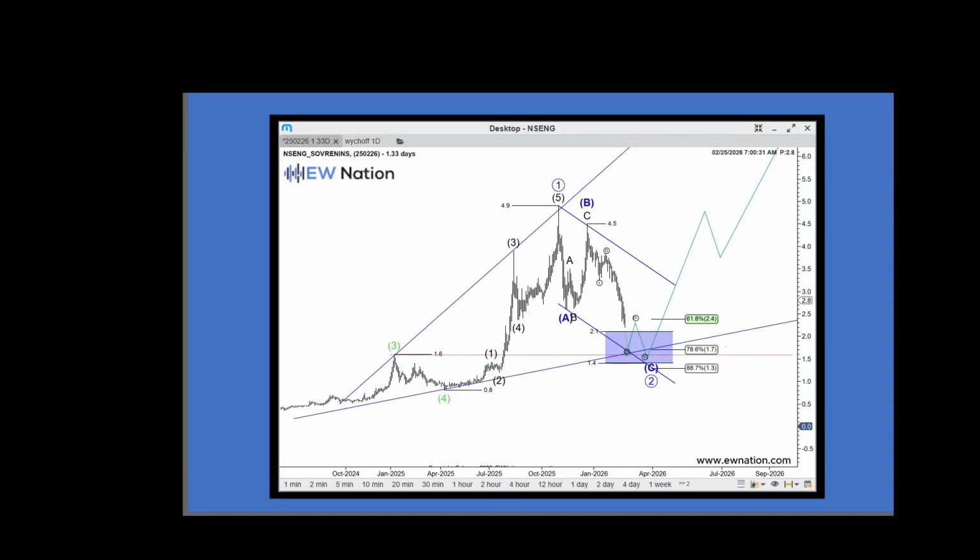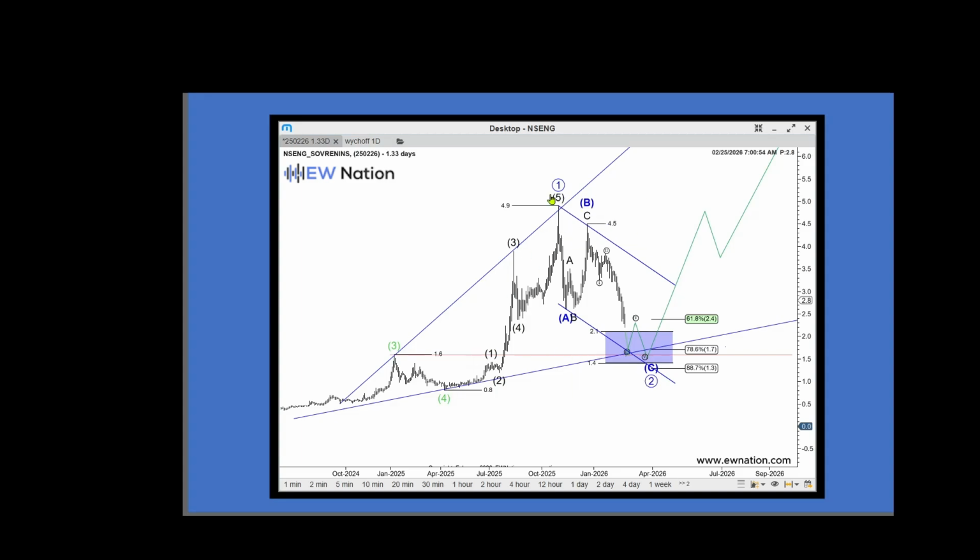Knowing what we know about zigzags, now let's jump into the chart of Sovereign proper. All right, so if you look at Sovereign, we've seen a 5 wave sequence from 0.8 to 4.9 over the course of about 5-6 months, right? So that's labeled as 1, 2, 3, 4, 5.